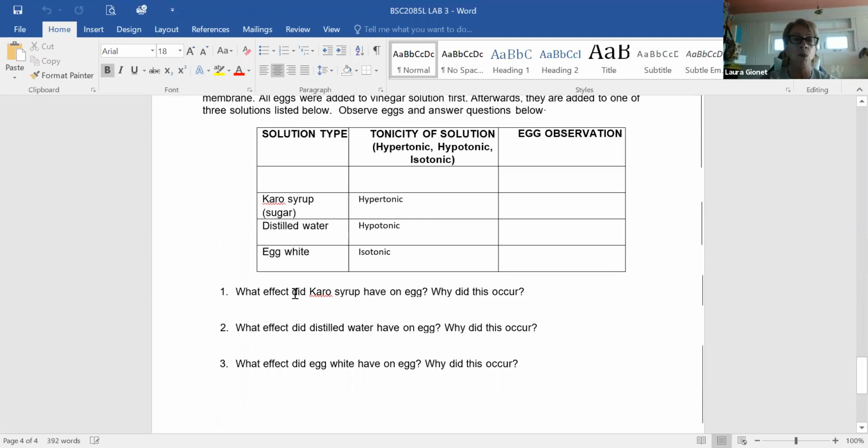So this is all they're asking you. What effect did Karo syrup have on the egg? Karo syrup was a hypertonic solution, so it caused the egg to shrink. Why does this occur? Because water osmosed from inside the cell to outside the cell. What effect did distilled water have on the egg, and why did this occur? It caused the egg to swell. Why? Because water osmosed from outside the egg to inside the egg.